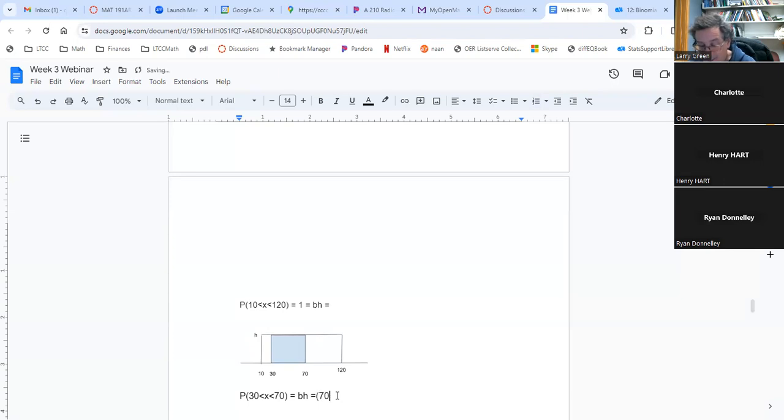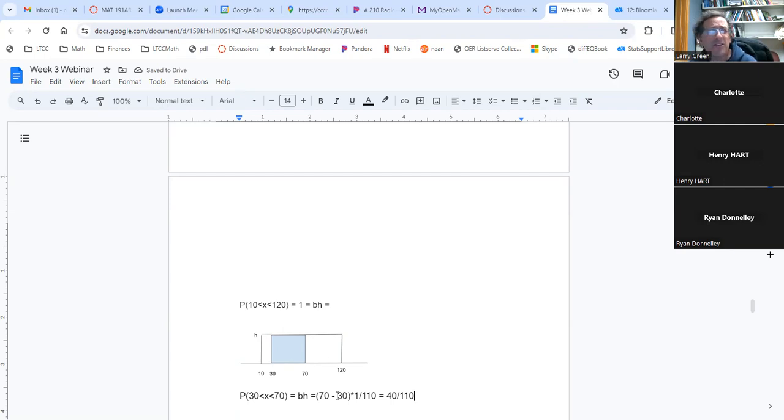Good, I go 70 minus 30. And the height we found already, that was 1 over 110. And by the way, 70 minus 30 is 40. You get 40 over 110, or if you want, 4/11ths.